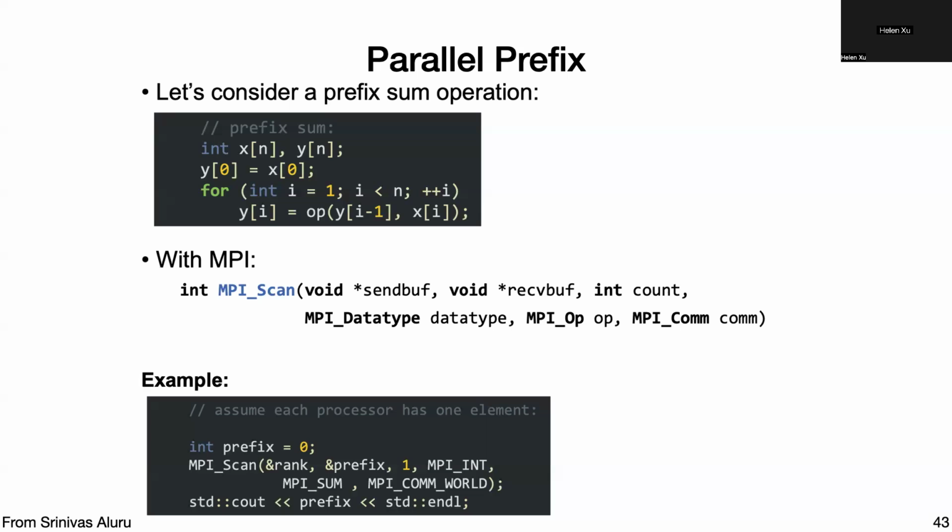Does that make sense? So there's no root in scan, but reduce has a root because everybody's numbers are going to get added up onto the root. But here, everybody is going to keep the same size of data that they had, but the result is going to be like if you did a prefix sum over all the ranks.